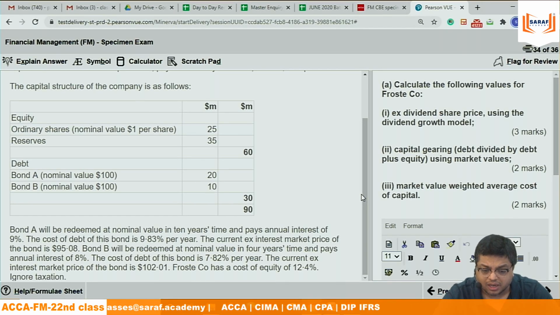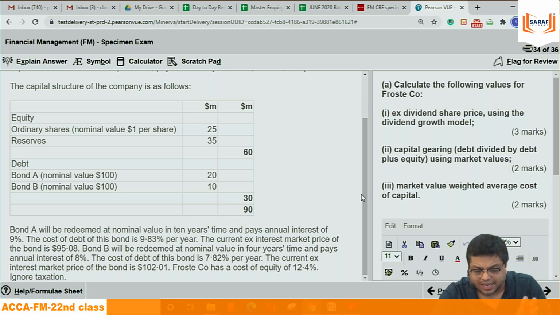Now in this bond, the cost is less than 8. That means maybe it is issued at a premium, redeemable at par. So you are getting some benefit. For that reason, it is 7.82%. The current ex-interest market price of the bond is 102.01. We can also say that whenever the bonds are listed on the stock exchange, the first bond's market price is 95.08, and I will purchase at 95.08.